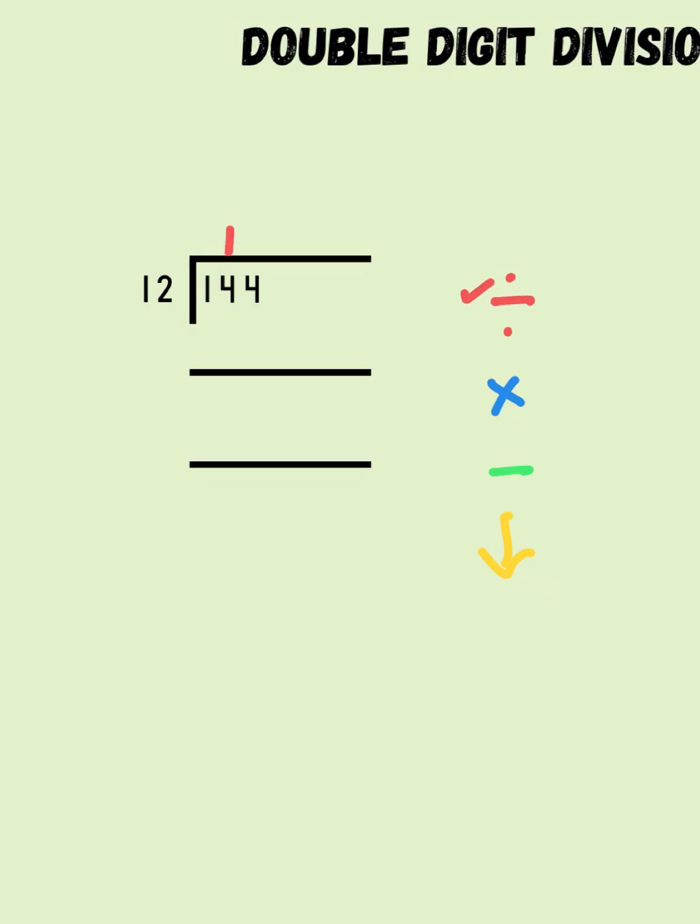Now we're going to do our times step. What are we going to times? We're going to times the 1 times 2 is 2, and 1 times 1 is 1. Okay, we've done our times step. Now it's our minus step, so we're going to minus 4 minus 2 is 2. 1 minus 1 is nothing. Done our minus step. Now we're doing our bring down step. What have we got still left to bring down? We've got this 4 here. So it's going to stand there. Done our bring down step.